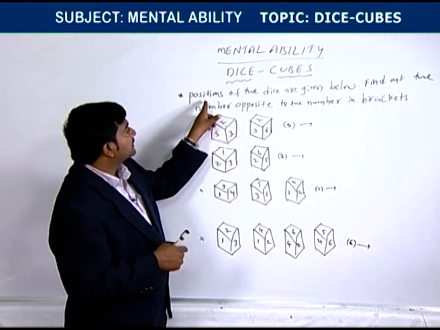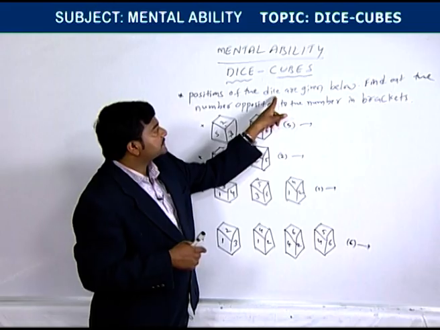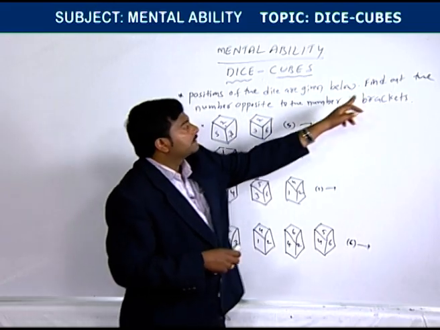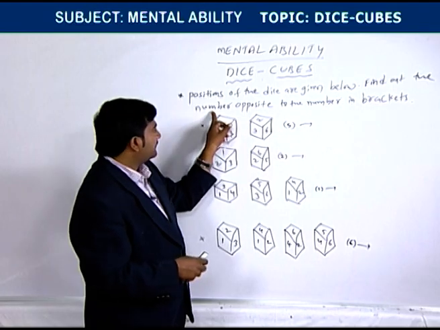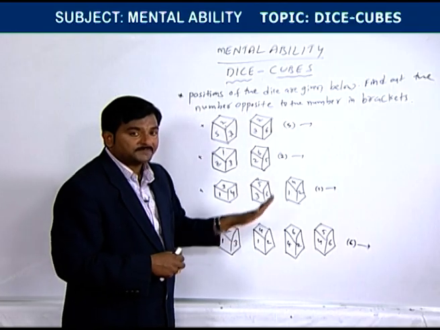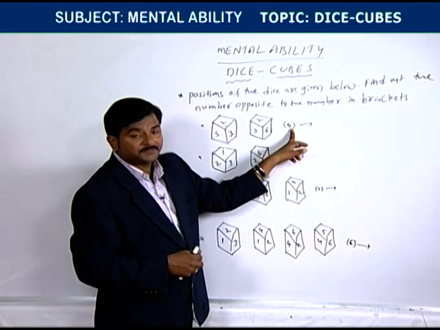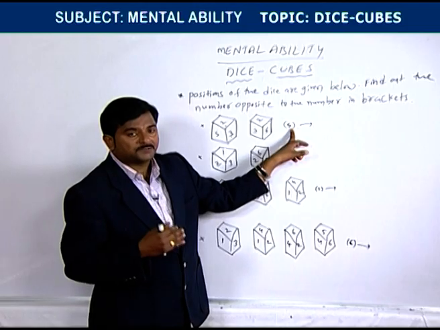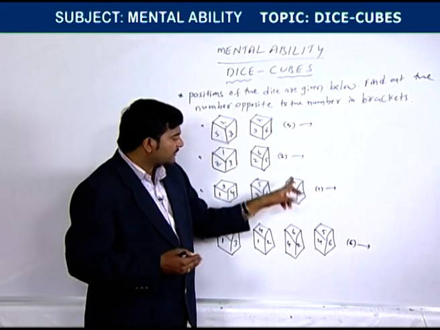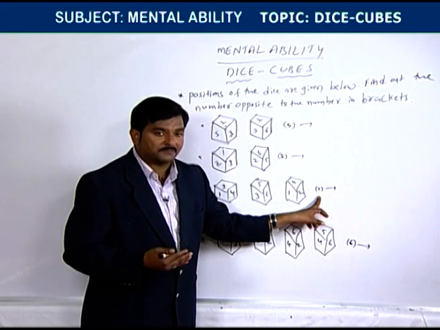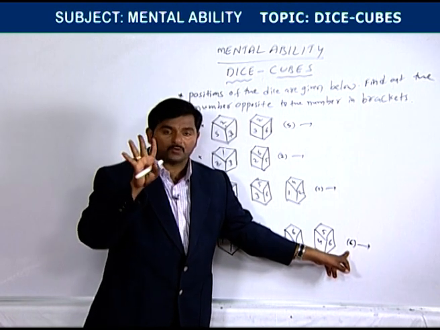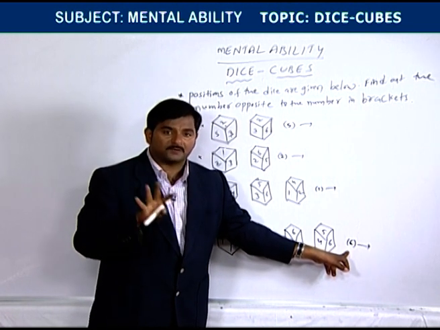See, the question is like this: positions of the dice are given below. Find out the number opposite to the number in the brackets. In each and every question, here 5 is in brackets. Indirectly, we have to find out the number opposite to 5. We have to find out the number opposite to 2. We have to find out the number opposite to 1. We have to find out the number opposite to 6 by using only the 4 rules. Rule 1, rule 2, rule 3 and rule 4. Okay.